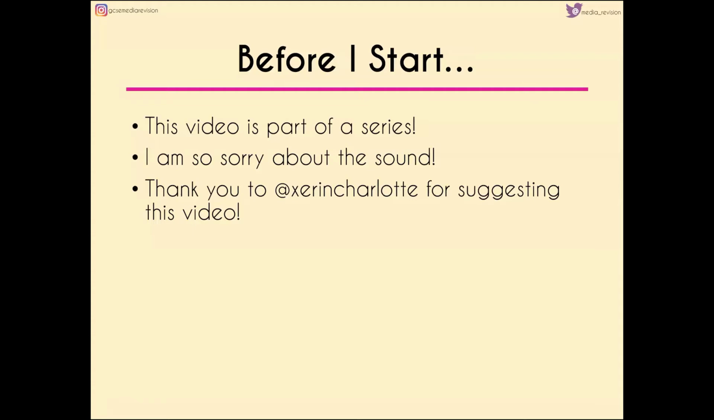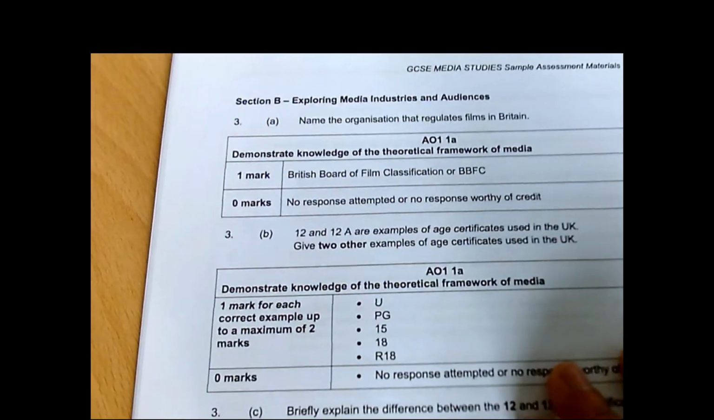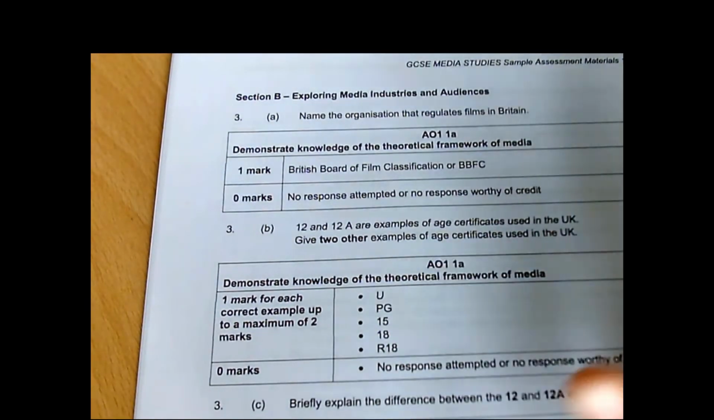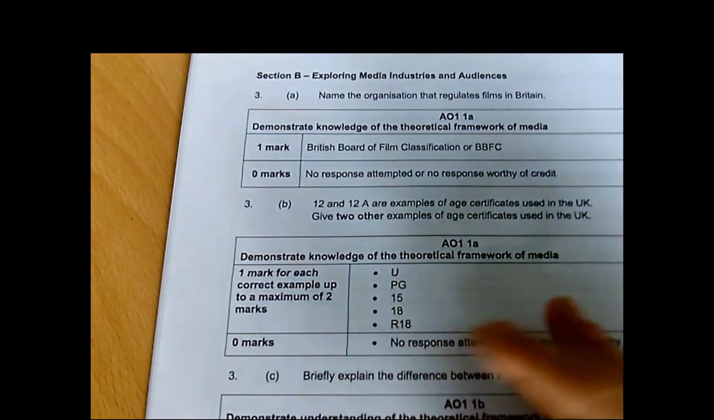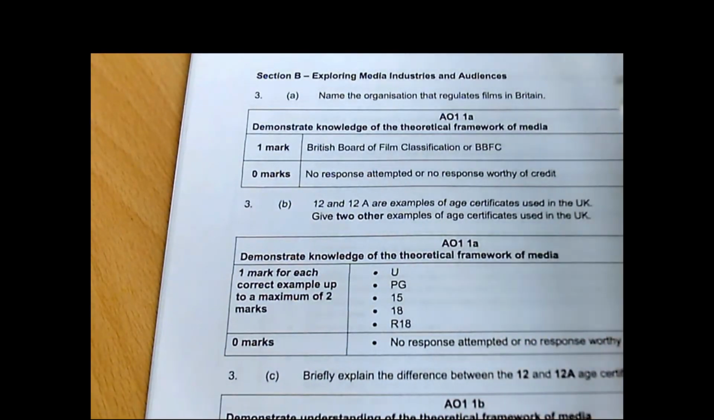Okay, let's get into paper 1 section B. Okay, so we're on section B. This should be fairly quick. Naming the organisation that regulates Britain is 1 mark. You either know it or you don't.